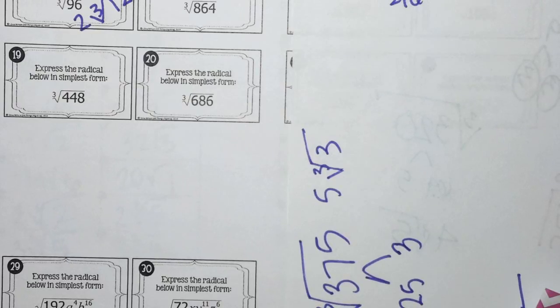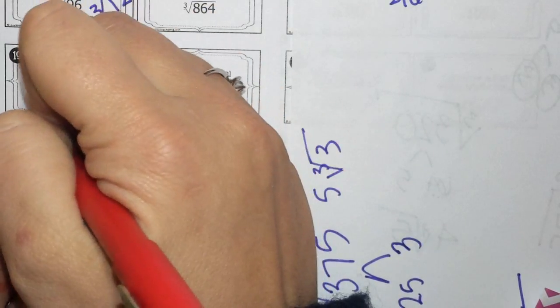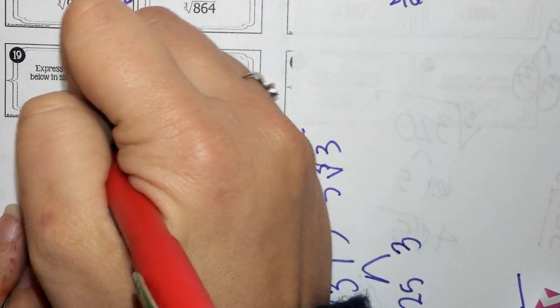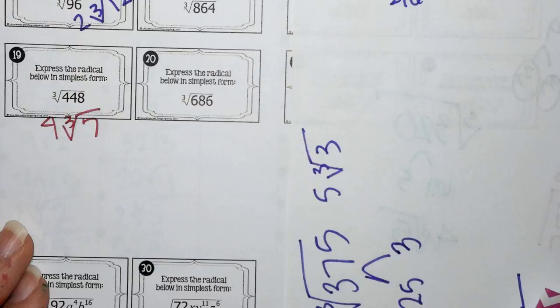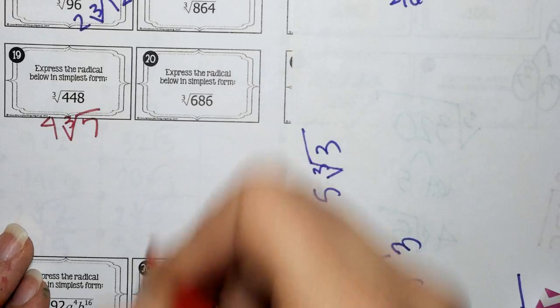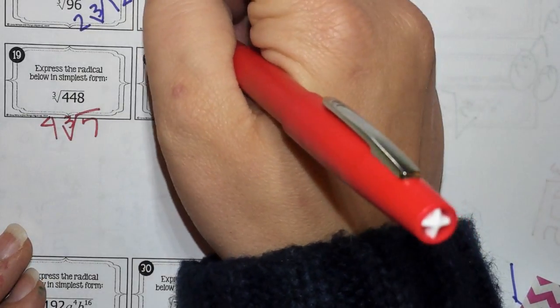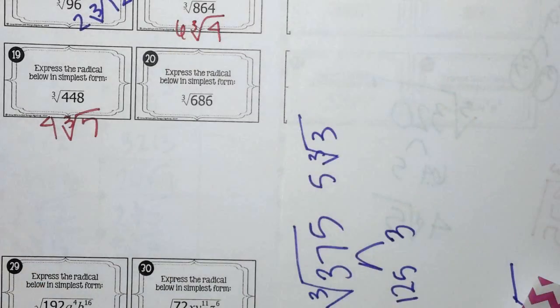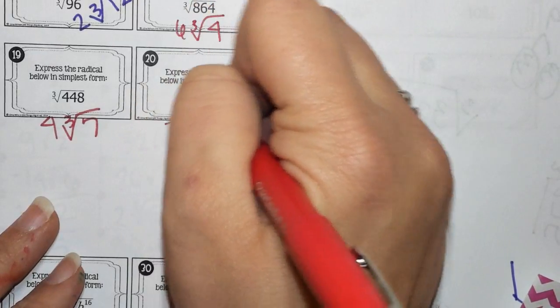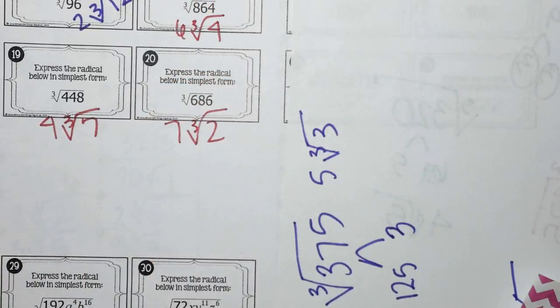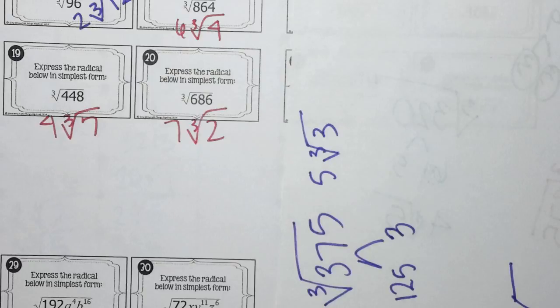All right, are we ready? So for 19, did you guys get 4 cubed root 7? And 18, we got 6 cubed root 3, just to make sure I have 6 cubed root 4. And then 20, I got 7 cubed root 2. Look at us go! Good job! I am way more excited than y'all are.